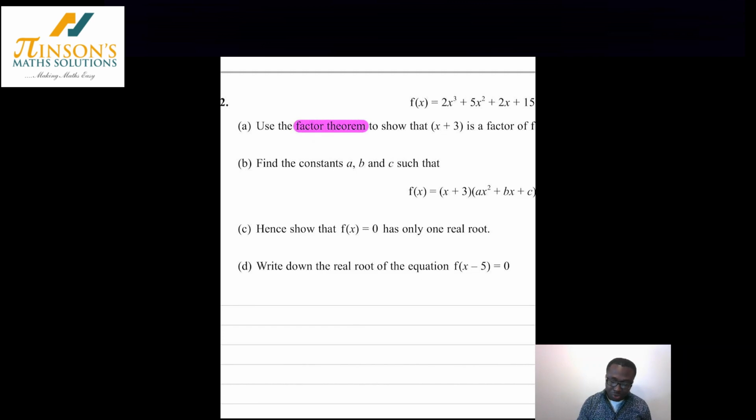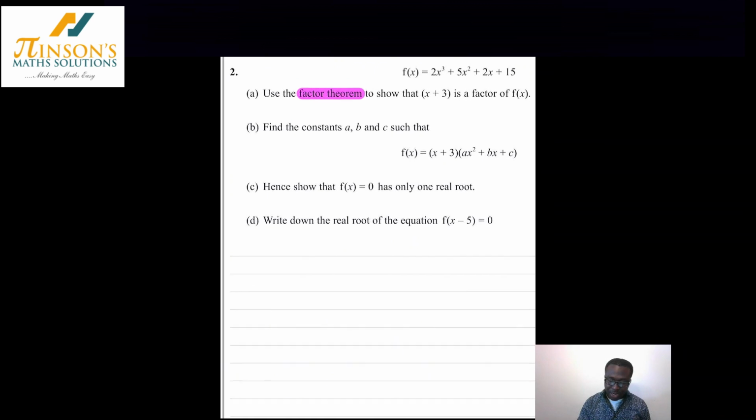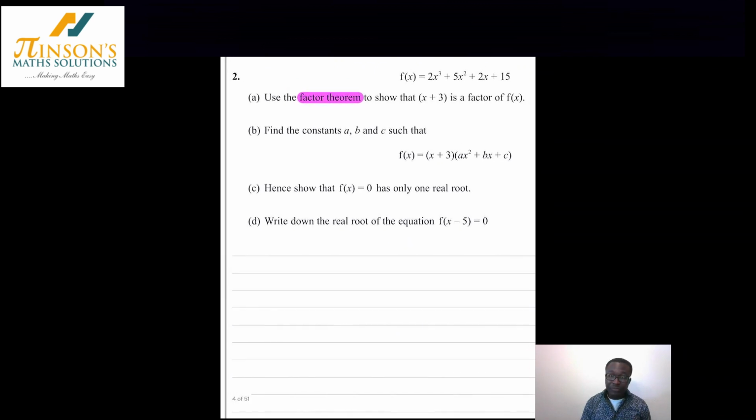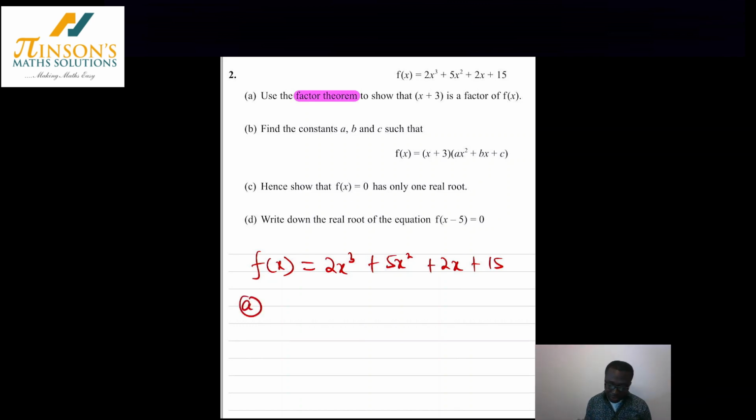So we are not doing the long division. The factor theorem is not long division. I'm going to write the question and then try to use the factor theorem here. We've been told that f of x is 2x cubed, add 5x squared, add 2x, add 15. So for part a, try to label your questions carefully. Use the factor theorem to show that x plus 3 is a factor.